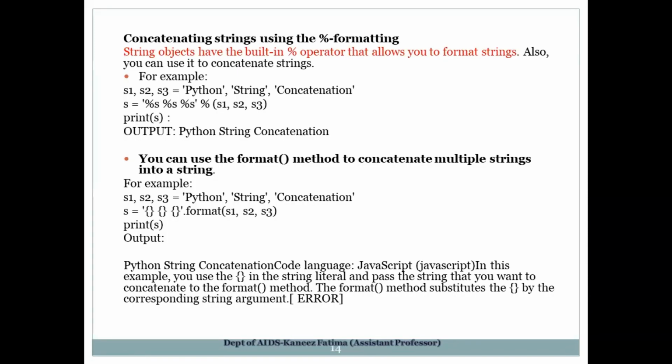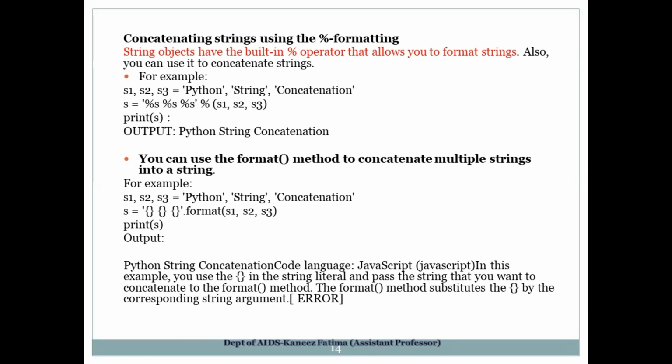Then concatenating strings using percentile formatting. String objects have the built-in percent operator that allows you to format strings. You can also use it to concatenate strings. For example, we have three strings here, S1, S2, and S3. As Python string concatenation, using three different identifiers of data type, that is going with the string, I'm giving s1, s2, s3, whose values have been assigned. So once I print, I get the string concatenation output.